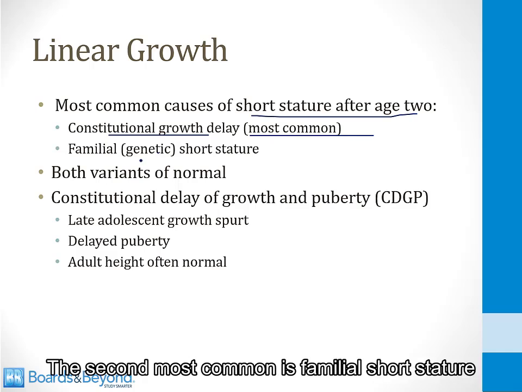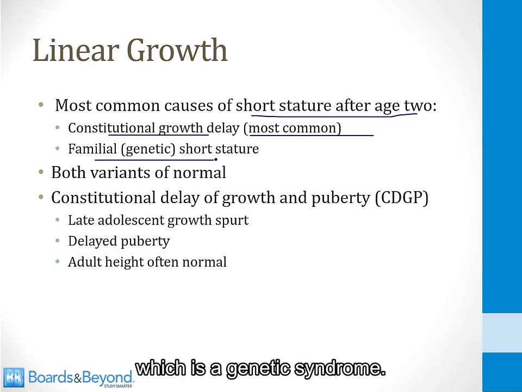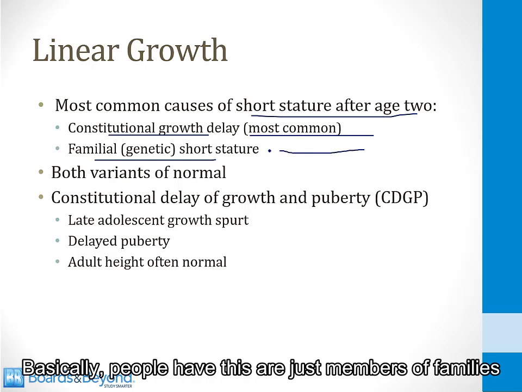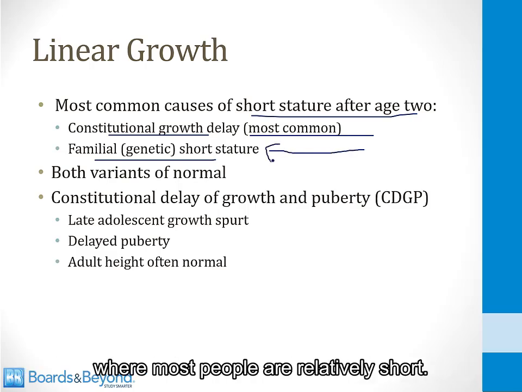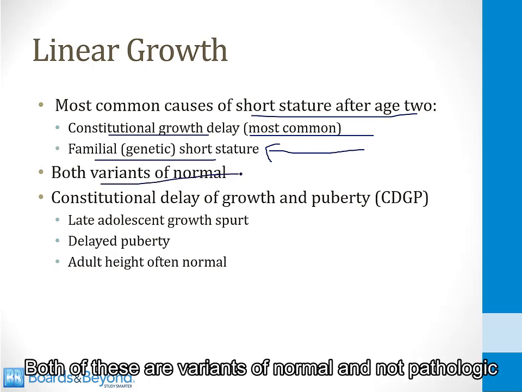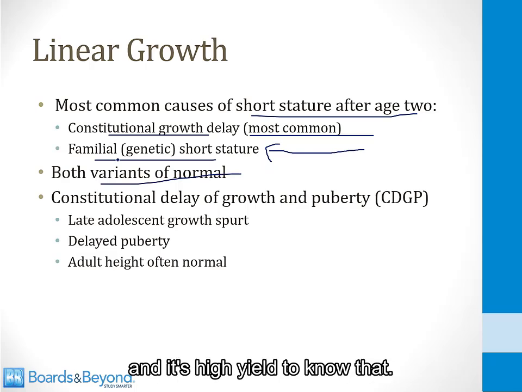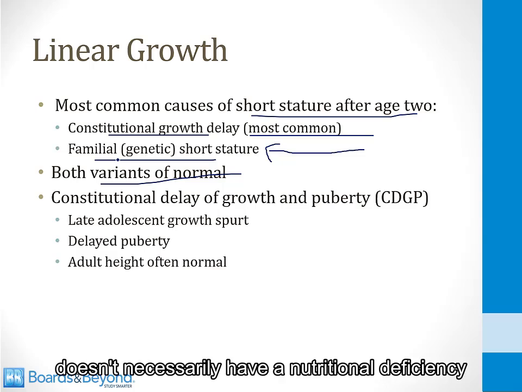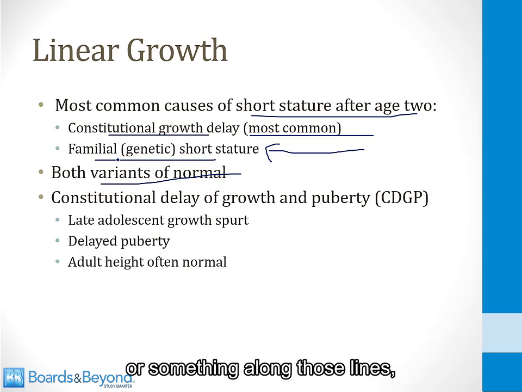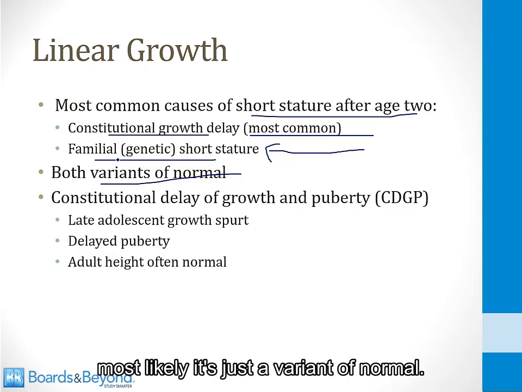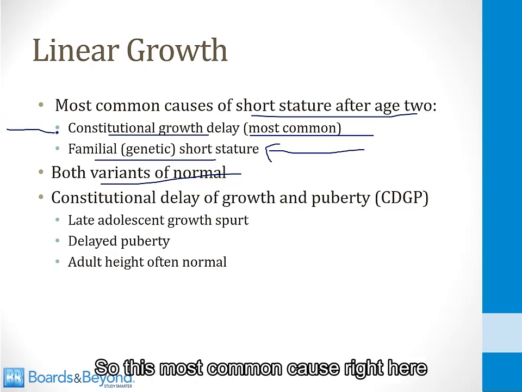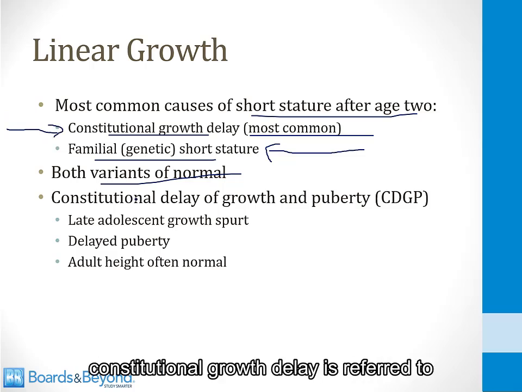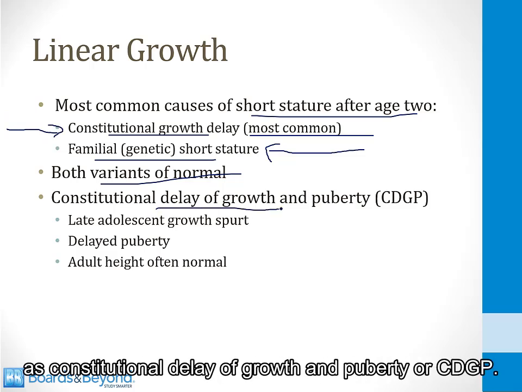The second most common is familial short stature, which is a genetic syndrome. Basically, people who have this are just members of families where most people are relatively short. Both of these are variants of normal and not pathologic, and it's high yield to know that. A child that is not growing in length doesn't necessarily have a nutritional deficiency or something along those lines. Most likely, it's just a variant of normal. So this most common cause right here, constitutional growth delay, is referred to as constitutional delay of growth and puberty, or CDGP.